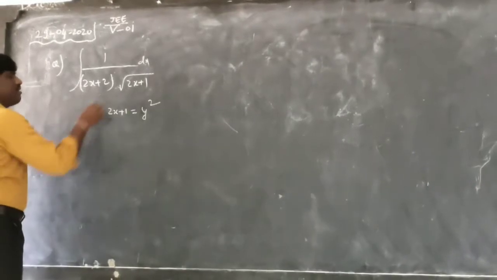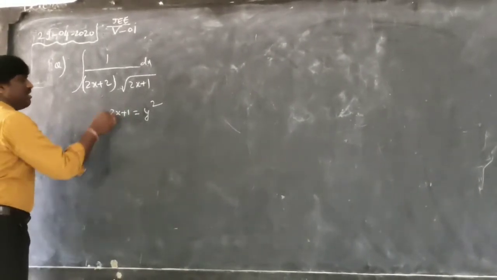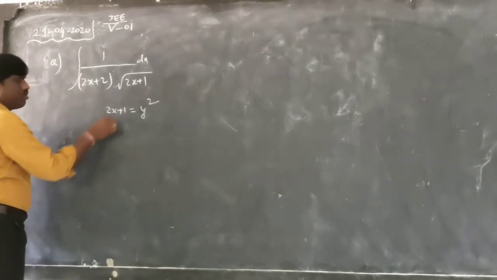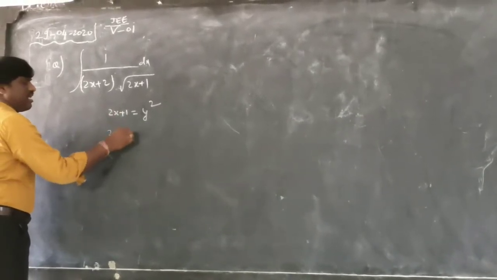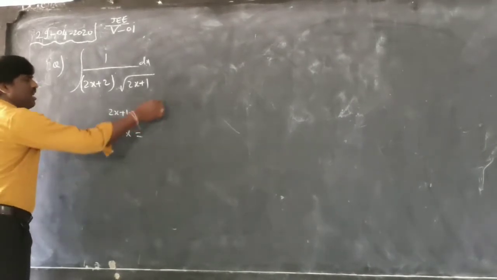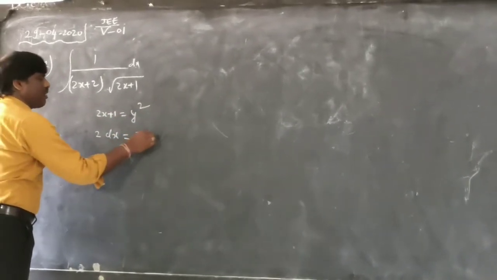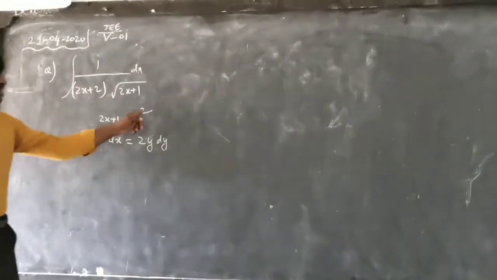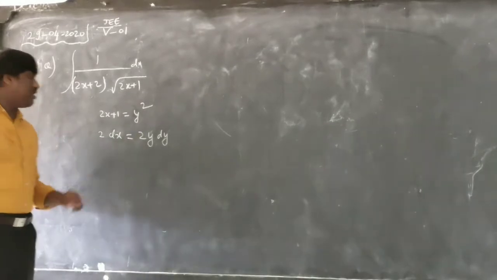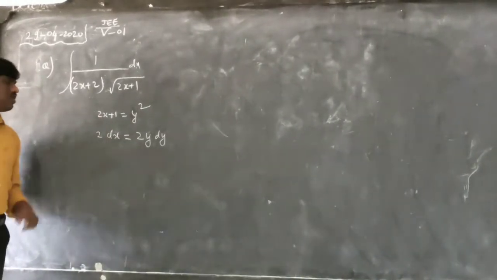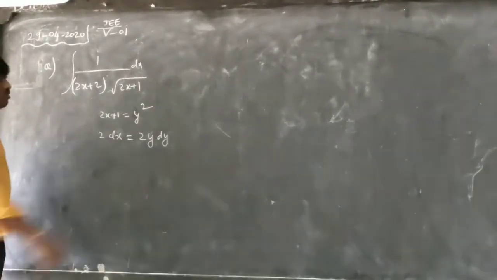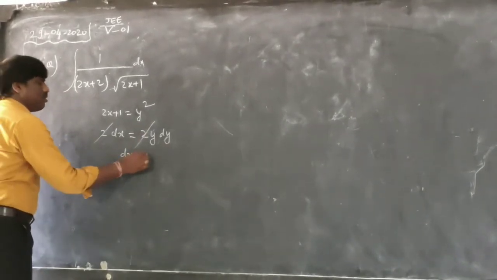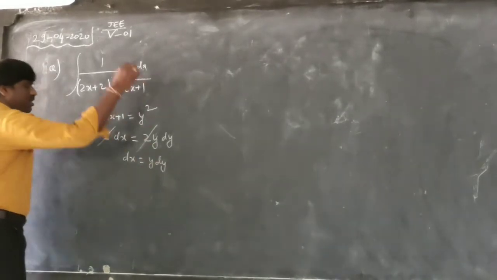Now differentiate this one. The differentiation of 2x plus 1 becomes 2 dx, equal to the differentiation of y square, which is 2y dy. Understood? Differentiation of y square is 2y dy and differentiation of 2x is 2 dx. So differential is done. The 2 cancels, and dx is equal to y dy.